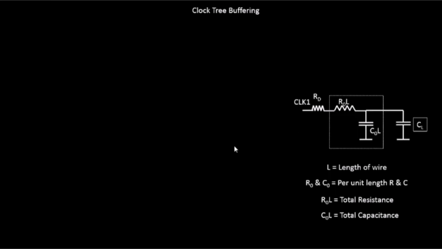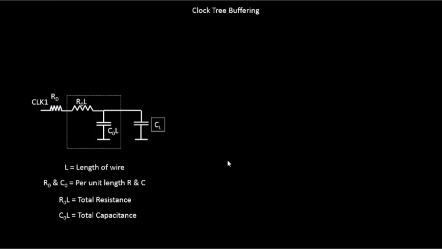So you can see how we have simplified one section of the complete clock tree into some finite resistance and capacitance over here. Now it becomes very simple to analyze this network and come up with some solutions for buffering. Let's try to look into that. Let's move it in this direction and analyze only this part.